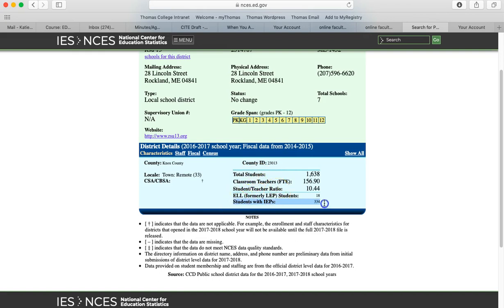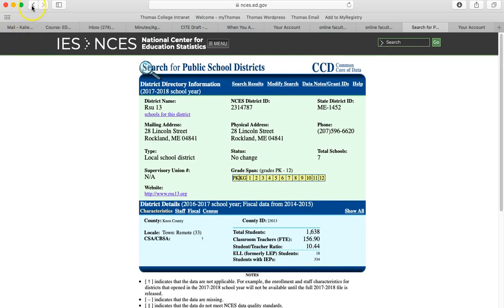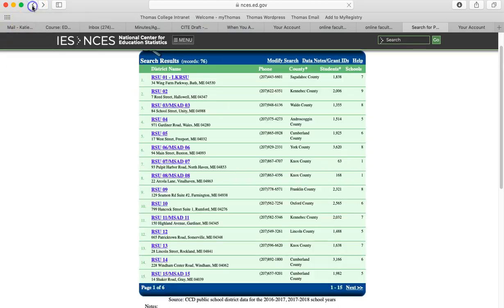It also gives me the amount of students with IEPs, individualized education programs. Typically those are given to students who have a diagnosed learning disability, and ELL students, so English language learners. So this gives us a snapshot of a specific district.